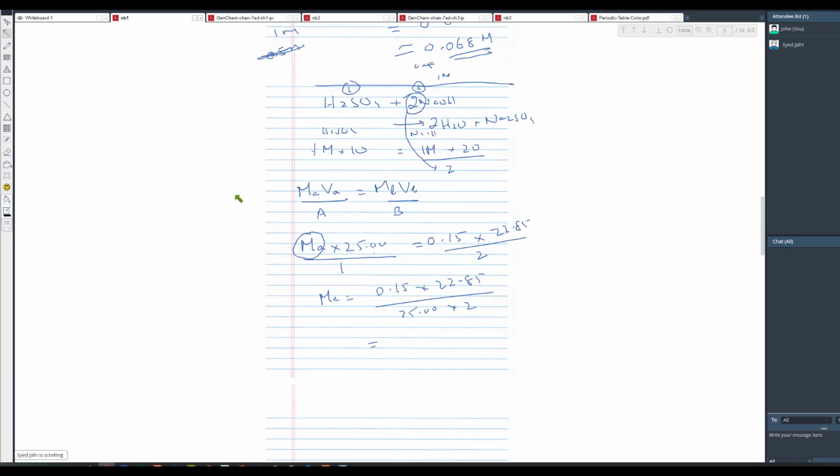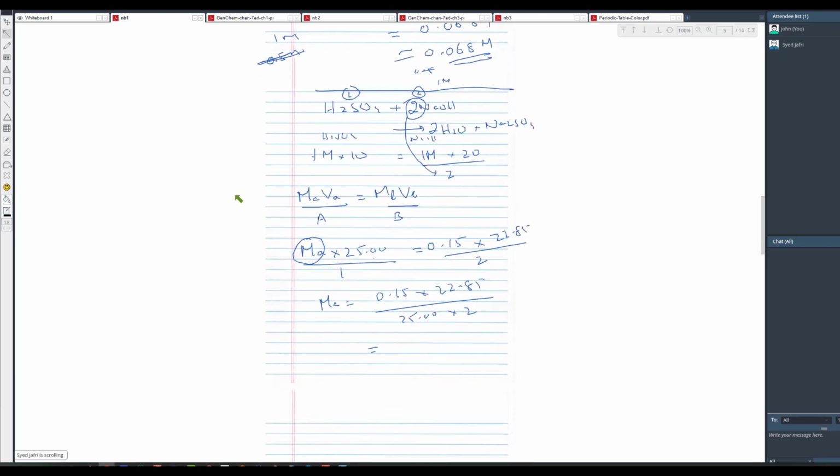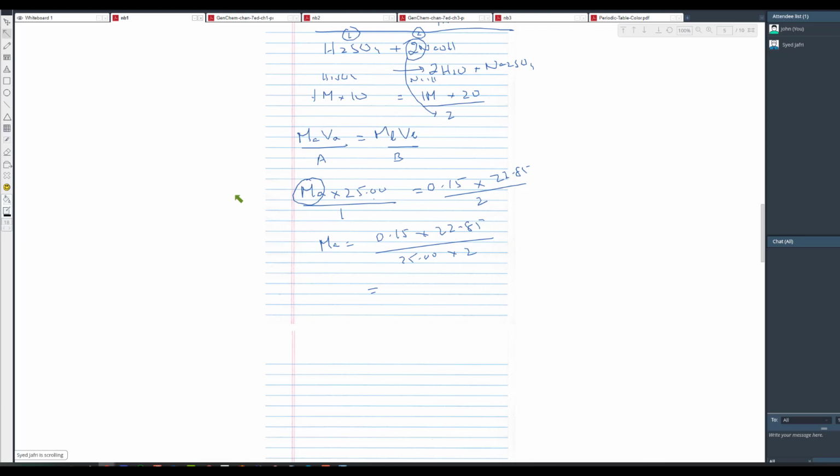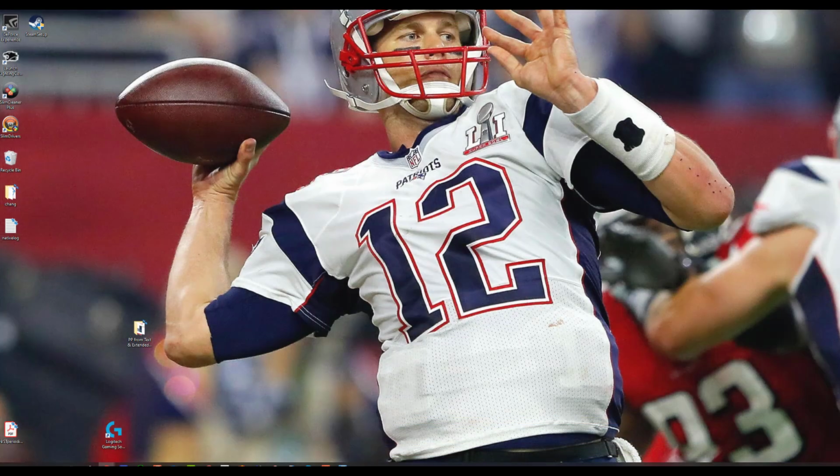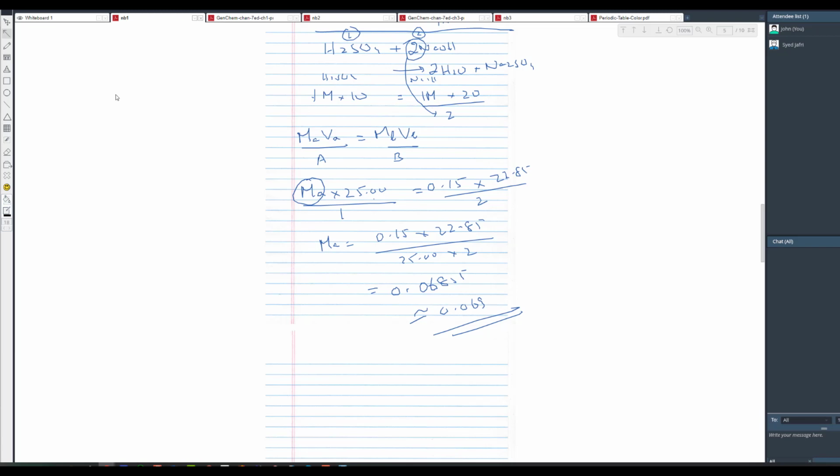So look here in this case. I'm getting 0.06855. So I can round it to 0.069, keeping two significant figures. Yes, sir. And don't forget the molarity sign, otherwise they will either write mole per liter or write a capital and uppercase sign. Got it.